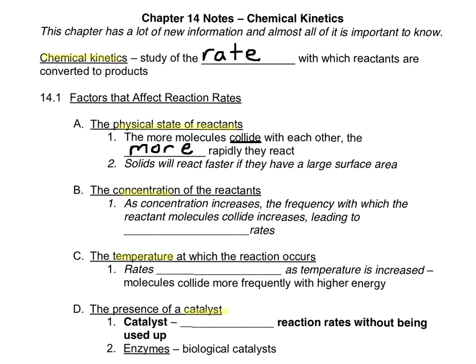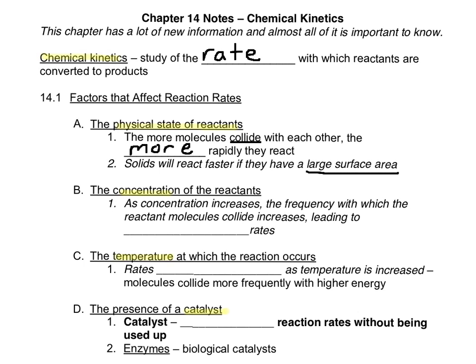So the more molecules collide with each other, the more rapidly they're going to be reacting. So gases tend to react quicker than liquids. Liquids tend to react quicker than solids, and you can get solids to react pretty fast if they have a large surface area. What that means, guys, is you just grind it up. Grind it up to increase the surface area, make more of it come into contact with whatever it is you're reacting it with, and you can make it react faster.